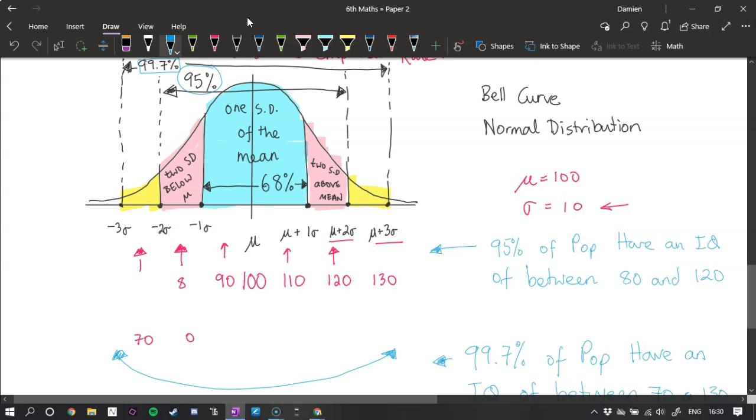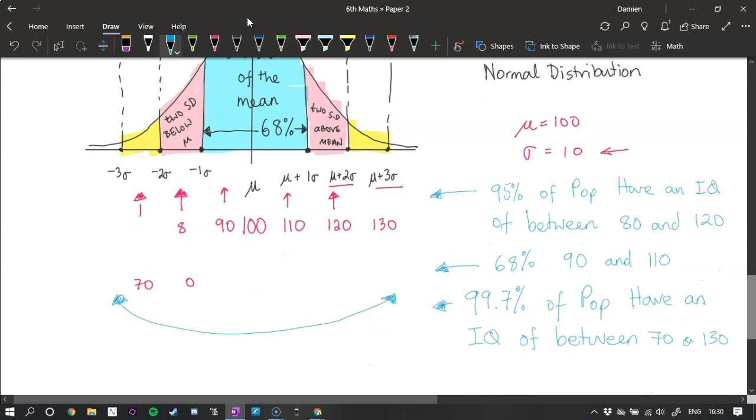And then you can also say 68% are between 90 and 110. So that's an introduction to the bell curve and normal distribution.